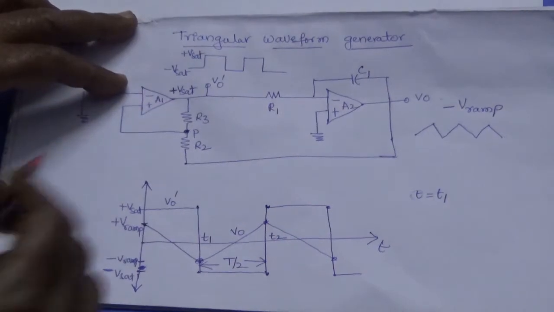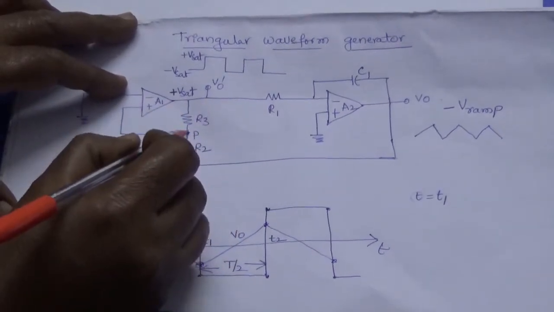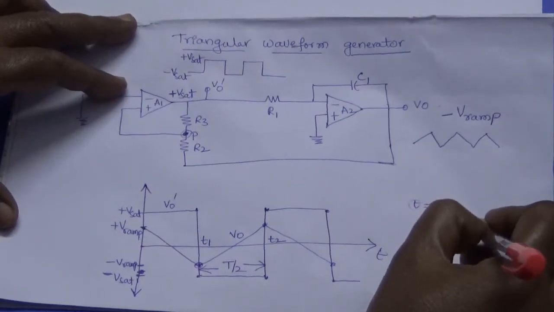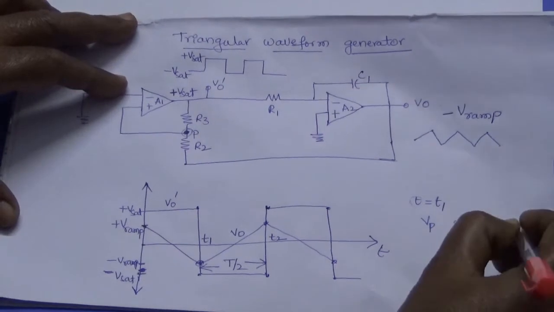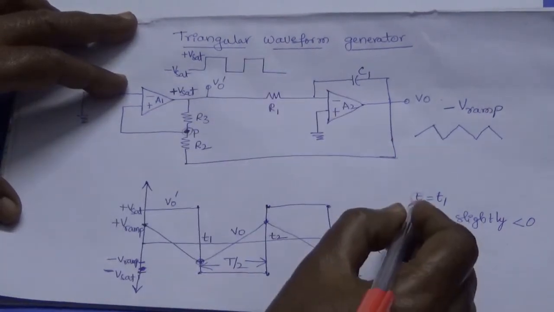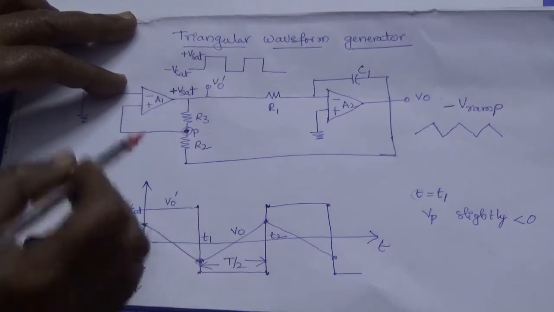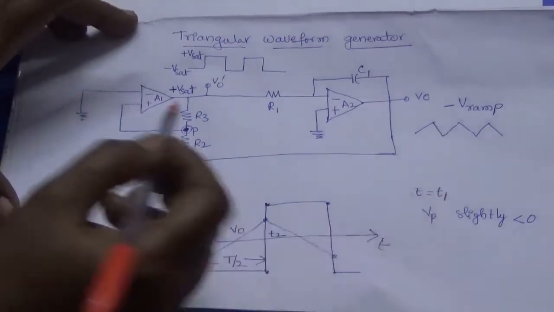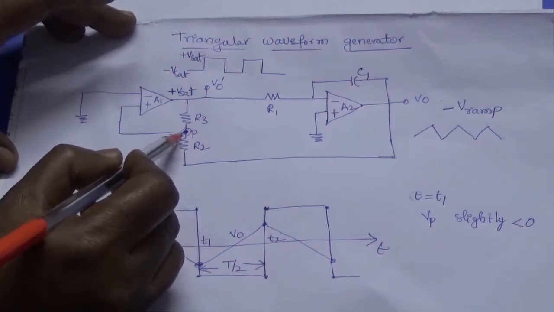At this point the voltage at this point P, that is Vp, will be slightly less than 0. Slightly less than 0, that is, very small, almost 0, but slightly less than 0, like minus 0.0010001, something like that. So at time t equal to t1, the voltage at this point P, that is Vp, is going to be slightly less than 0.